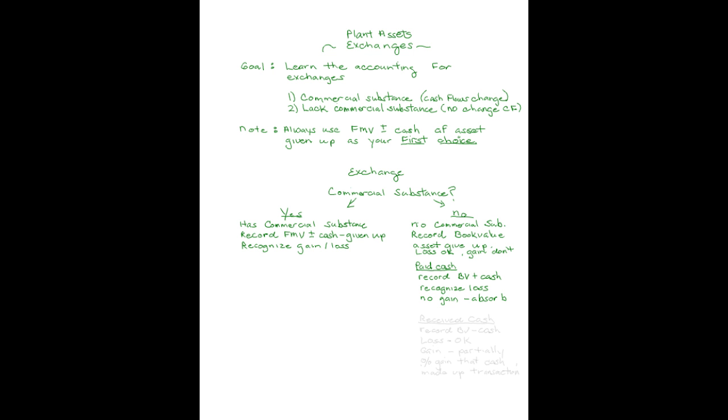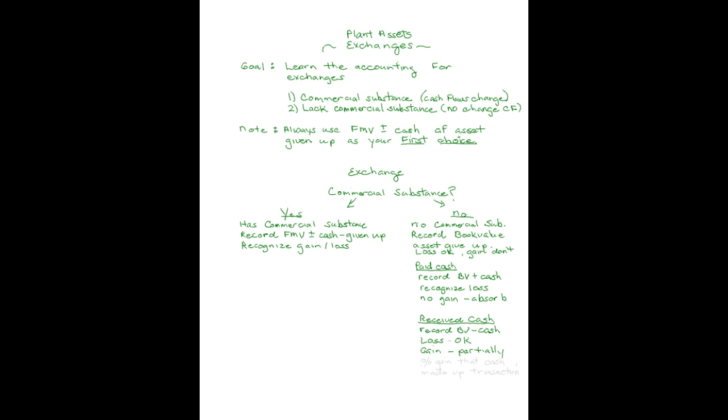How, though, about if you received cash? If you received cash, you would record the value of the new asset at the book value of what you gave up minus the cash you received. And if there's a loss, it's absolutely okay to recognize. And if there's a gain, you can partially recognize it. Why? Because the transaction was part cash.